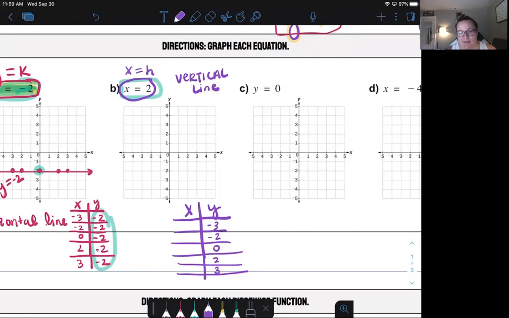So when y is -3, what would x be? Well, for this equation, x can only equal 2. So that means that if y is -3, x is 2. If y is -2, x is 2. If y is 0, x is 2. If y is 2, x is 2. If y is 3, x is still, you guessed it, 2.